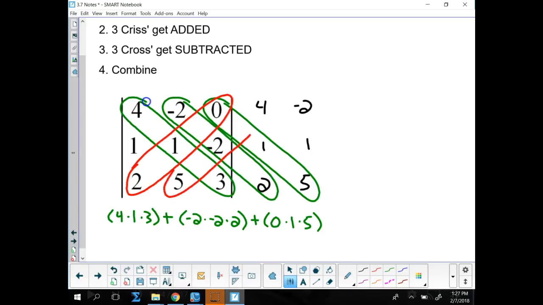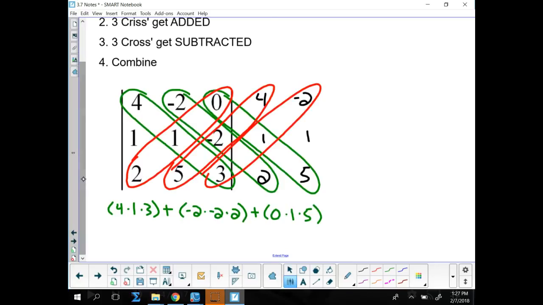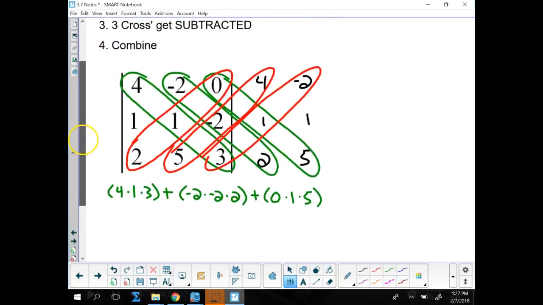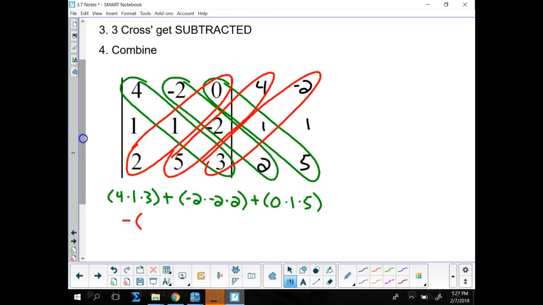First one, second one, third one. Three crosses get subtracted. So then that's minus 2 times 1 times 0 minus 5 times negative 2 times 4 minus 3 times 1 times negative 2. Now I just have to do that math.